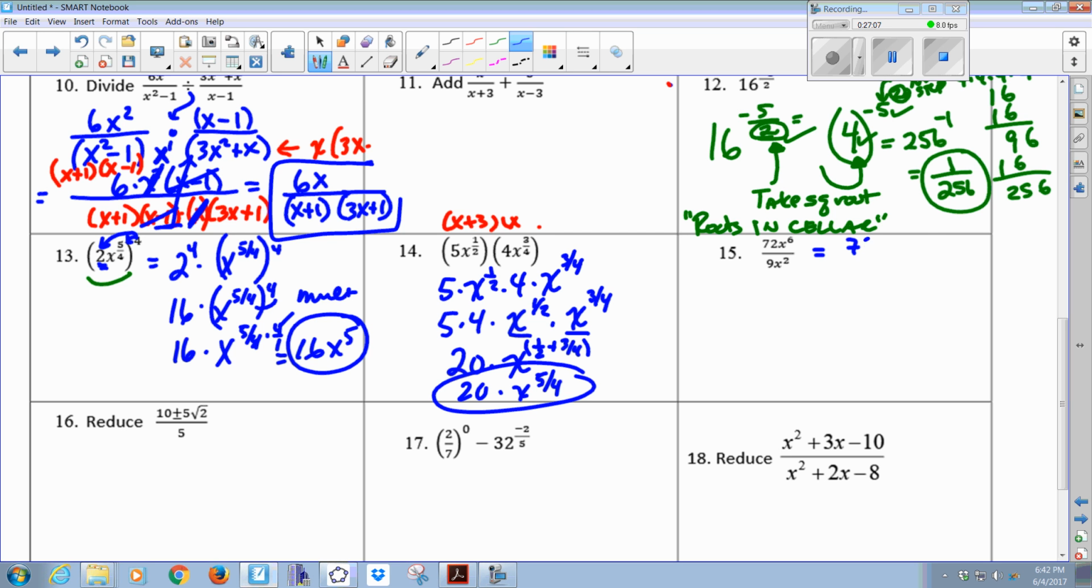So this is 72 over 9 times x to the 6 over x squared. So 72 divided by 9 is 8. X to the 6 divided by x squared. Again, if you forget, you could do it out the long way. Reduce by finding your common factors of 1, and you see you have x to the 4th left, so 8x to the 4th. We're almost done.